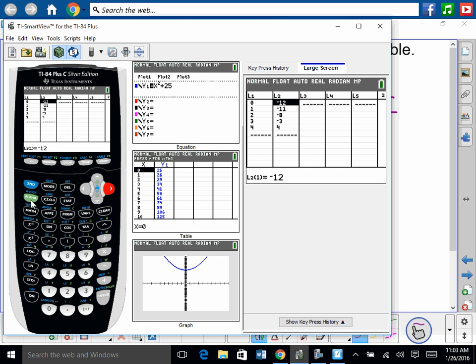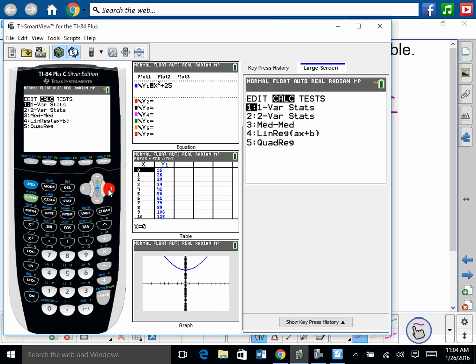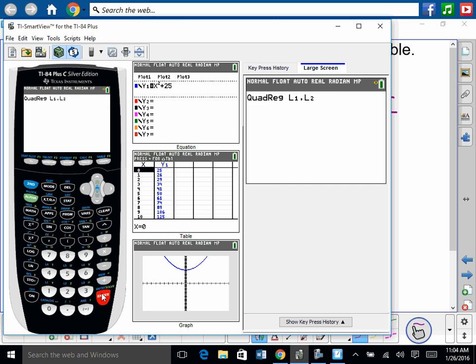So everybody, do you have list 2 typed in? Now you hit the stat key again. Head over to calculate. Because we know it's quadratic, we're going to go down to quadratic regression, which is right there, number 5. Hit enter. Enter through that. And we get our quadratic regression. Look right here, quadratics have this form. Our a value is 1, our b value is 0, our c value is negative 12.